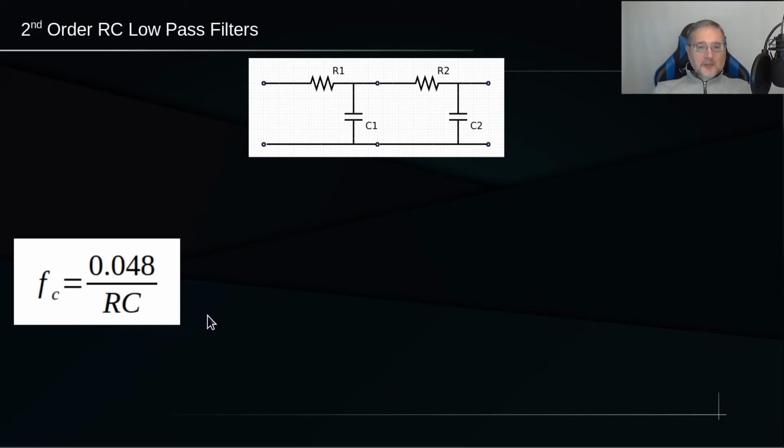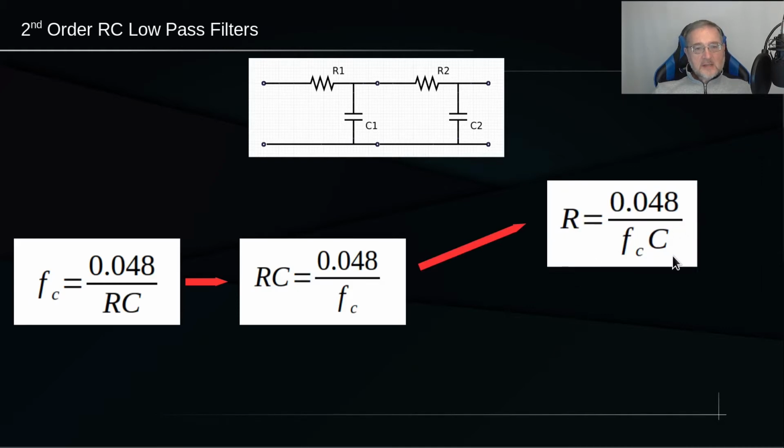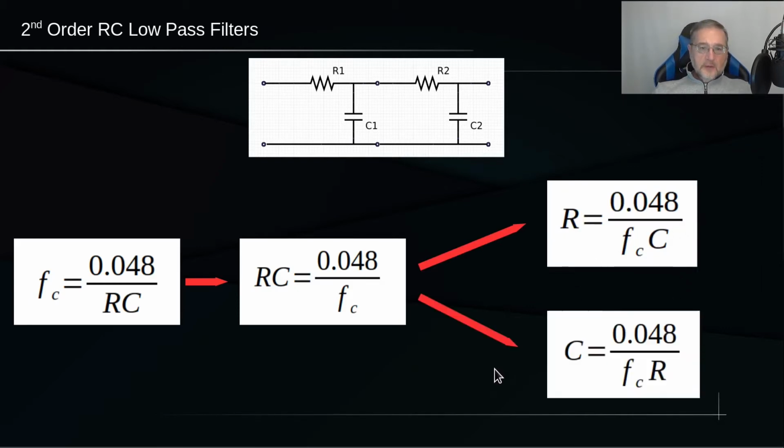We can rearrange this formula to calculate the RC product based on the frequency value, and this becomes useful when designing a filter. And this formula can be rearranged to determine the resistor based on known frequency and capacitance, or to determine the capacitor based on known frequency and resistance.